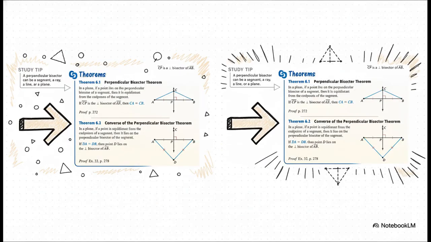And here's where the magic really happens. This whole thing is a two-way street. The theorem on the left says if a point is on that perpendicular bisector, then it's guaranteed to be the same distance from both endpoints. The converse on the right just flips it around. It says if a point is the same distance from both endpoints, then it absolutely has to be on the perpendicular bisector. It works both ways, which is what makes it so useful.